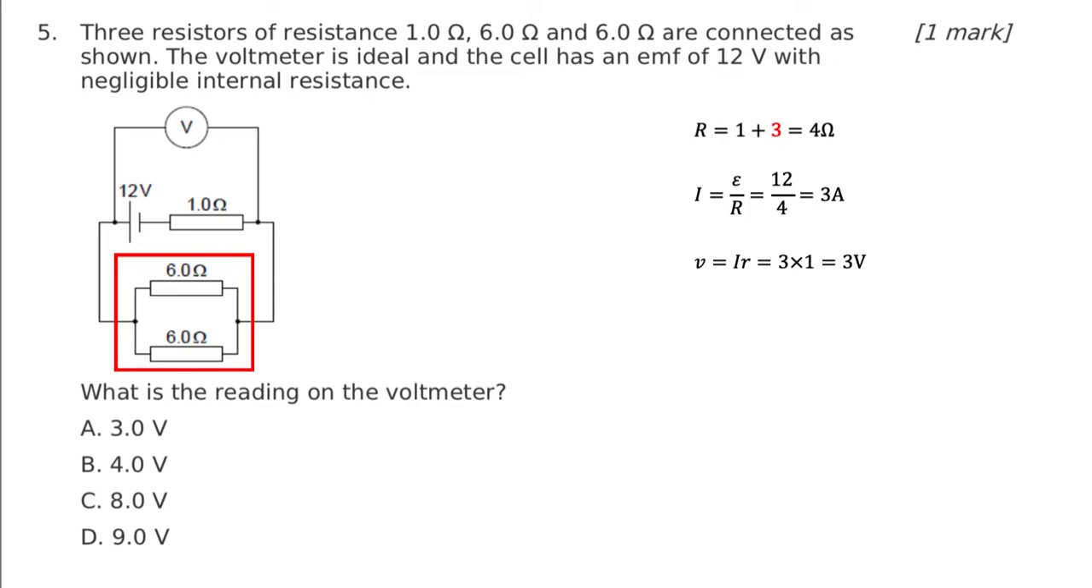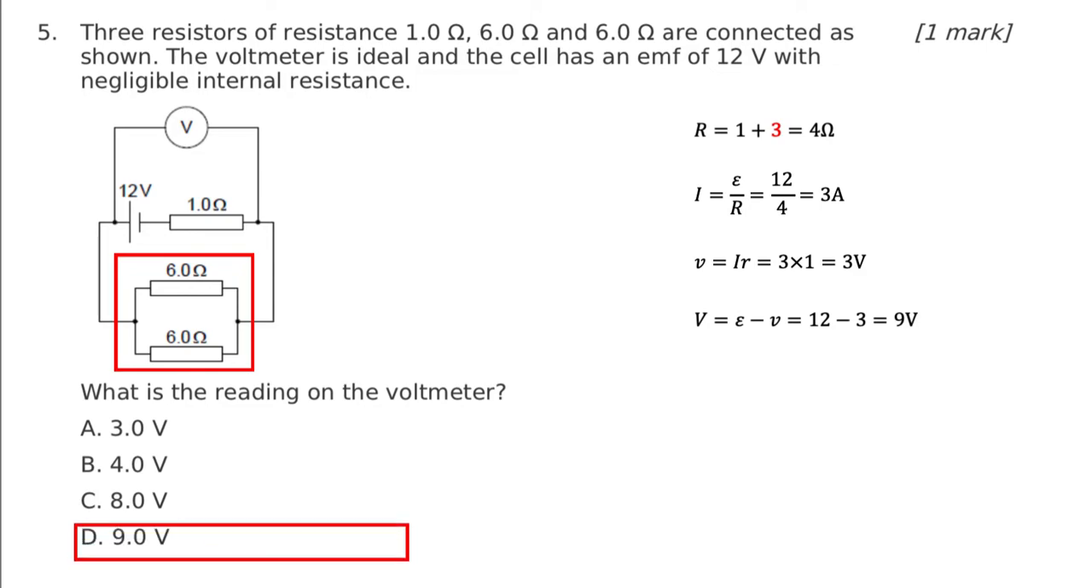So 3 volts are lost, meaning that the potential difference that we measure there is going to be my EMF take away my potential difference across the small resistor, which is small v, which is 12 minus 3, which is 9 volts. And so therefore our answer here is D. Notice here I'm treating this as similar to our internal resistance question. It's not stated as an internal resistance, however the thinking is exactly the same.